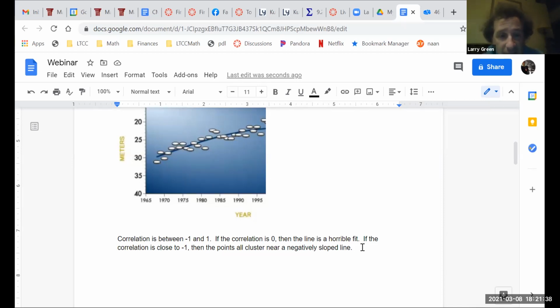And the other side is that if the correlation is close to 1, then the points all cluster near a positively sloped line. Any questions on these ideas?